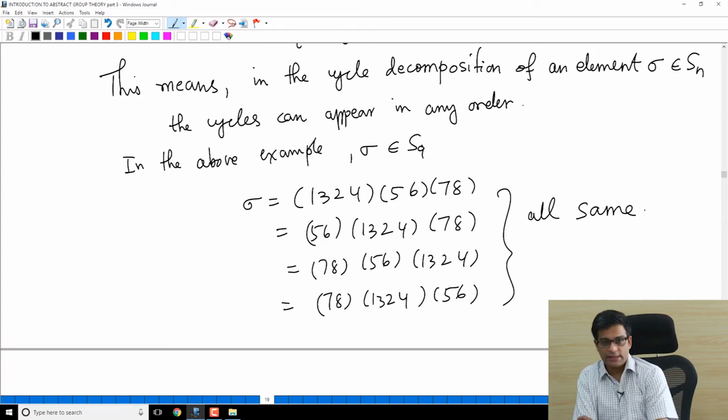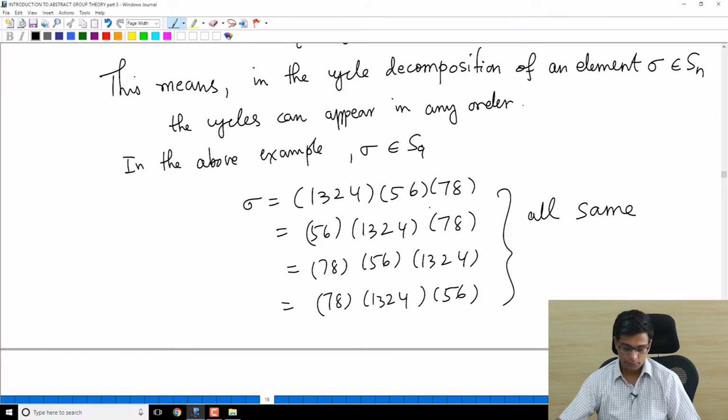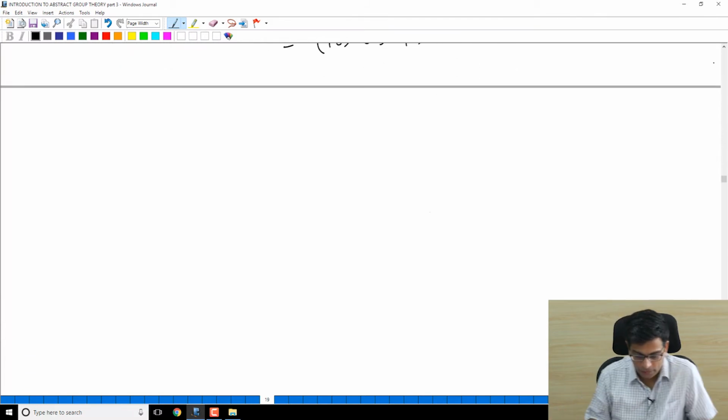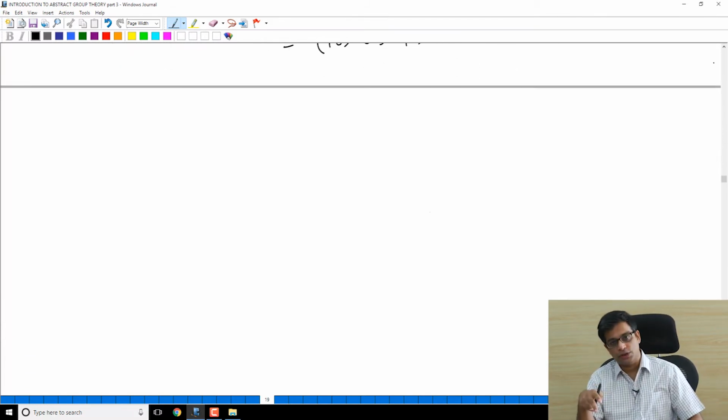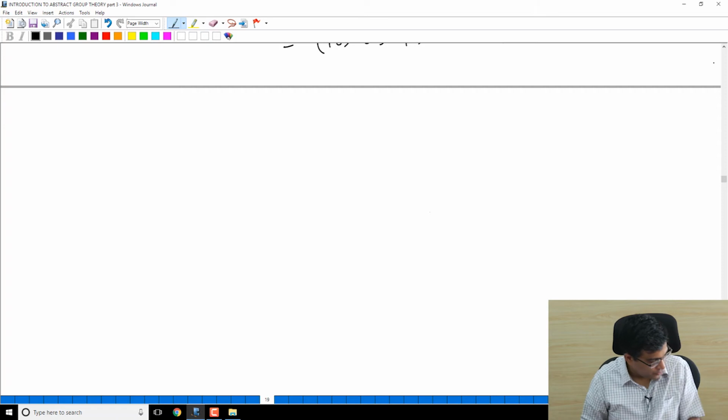That is because the indices are different, are disjoint. So whatever happens within (1 3 2 4) doesn't interfere with what happens with (5 6) and with what happens in (7 8). So I can do in any order. Okay. So the two important properties of cycle decomposition that we have learned so far is every element of Sn has a cycle decomposition, and the order in which we write the cycles in the decomposition is irrelevant. So the order in which we write is not important. We can write it in any order.